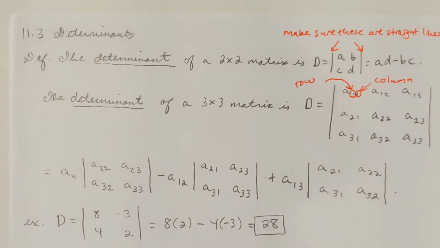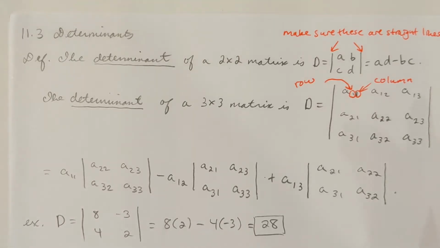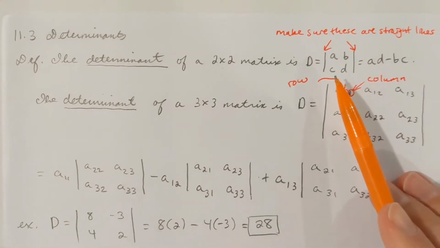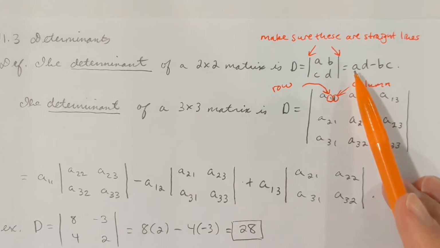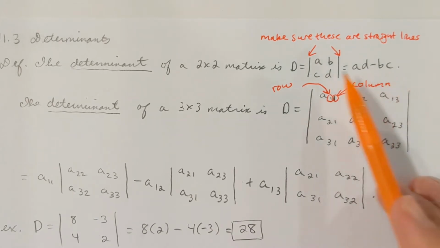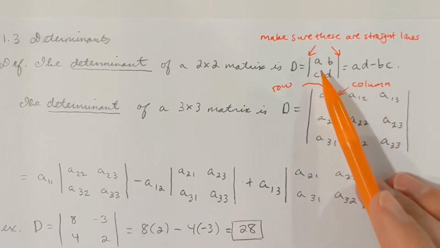Okay, the last section that I wanted us to cover in Chapter 11 is 11.3, which is called determinants. There's a definition that says the determinant of a 2 by 2 matrix is D equals A times D minus B times C. You're going to cross multiply here.